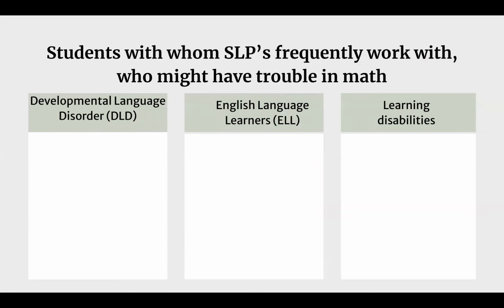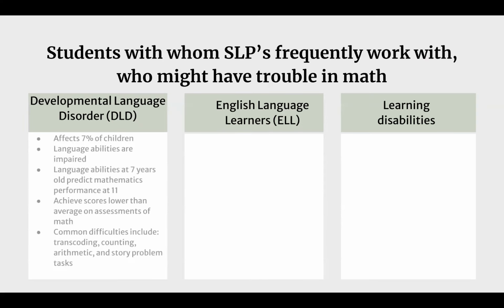Although SLPs work with students with a large variety of difficulties, some students may be more at risk of having math difficulties than others. Developmental language disorder is a disorder where language abilities are impaired. Those with DLD may have trouble with encoding, retrieval, and consolidation. This disorder is seen in about 7% of children.